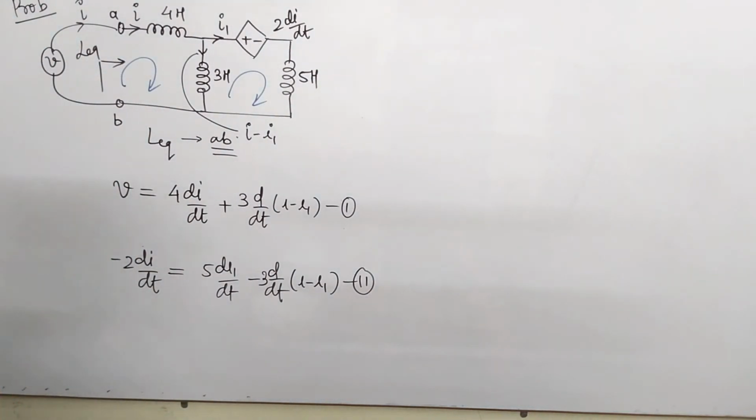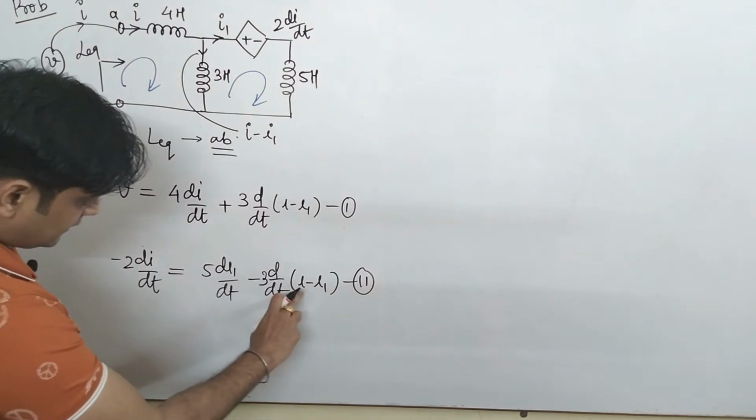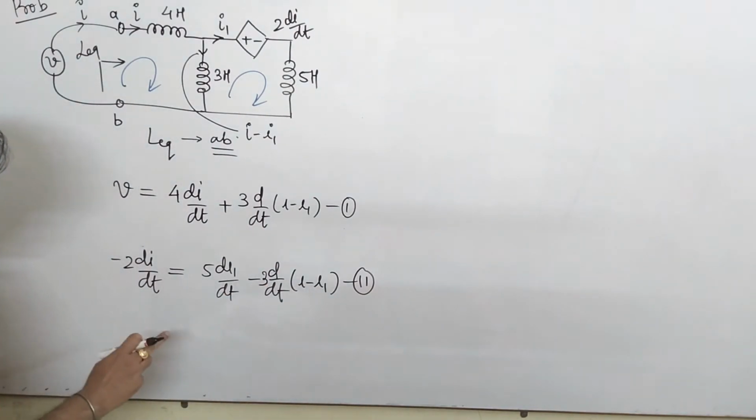So we will solve it. First of all we will solve this. Now please see, it is I, this is I1, this is I, this is I1. So I will take I as common.